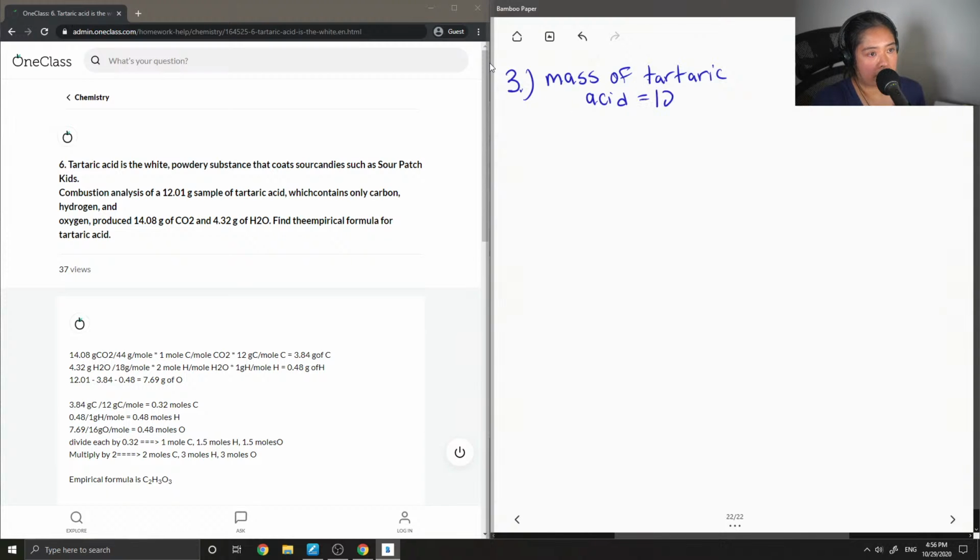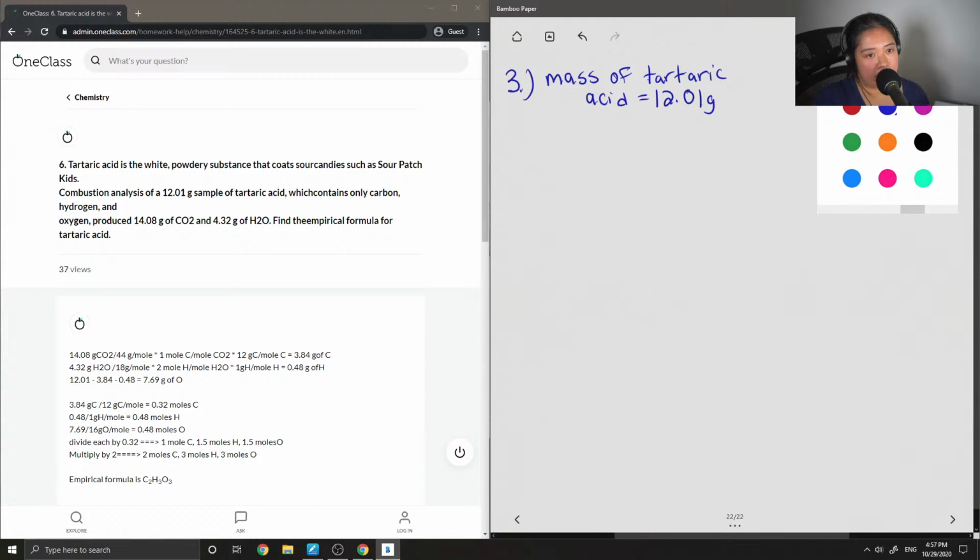This is given in the question. It was only 12.01 grams. And first I'm going to calculate how many grams of carbon was released after the combustion analysis.